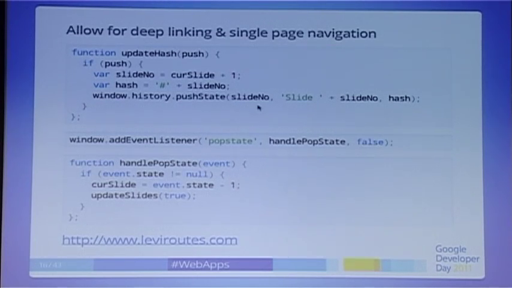It changes the window location, and then you can handle that using the popstate event and do something in JavaScript to make it nicer. And we've got a Levy-Roots library for making this sort of JavaScript-based routing easier.